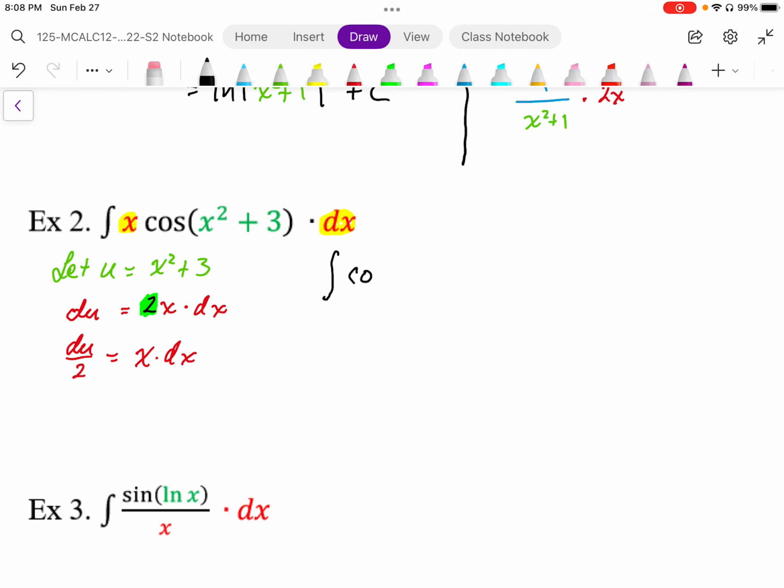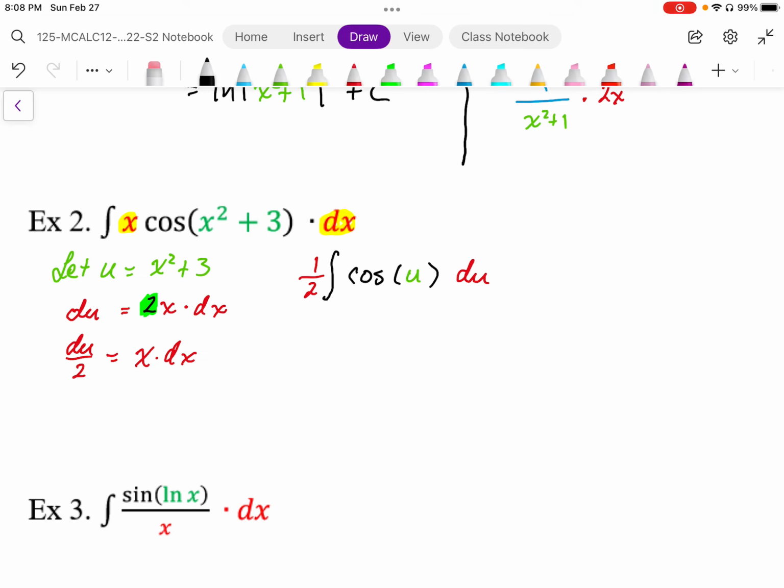I end up with cosine of the inside function. I'm going to replace it with u. And the x dx, I'm going to replace with a du divided by 2. And I'm going to put that divided by 2 on the outside because it's much easier to deal with on the outside. And what I've ended up doing is I've accounted for all the x terms. I've replaced the dx with the du and all the x's with u's, which means then I can just integrate this as a u function.